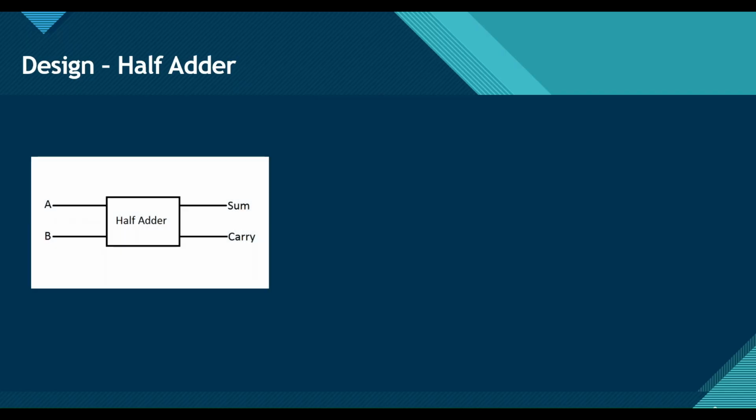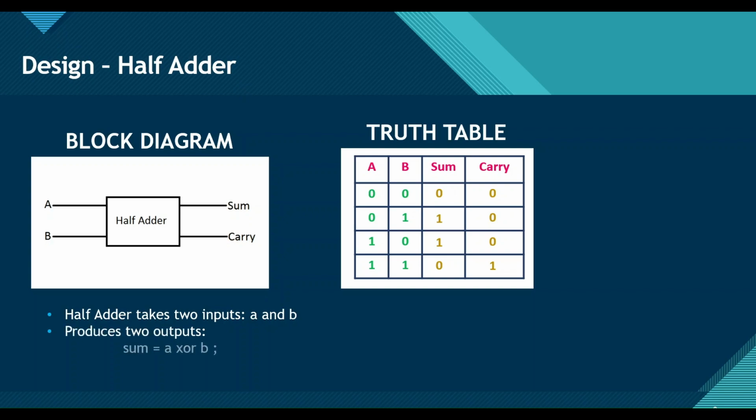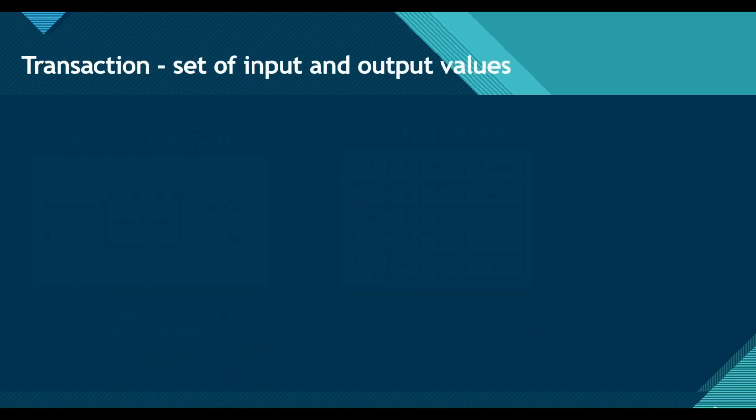In this slide, I will explain our design of the adder. This is the block diagram of the half adder. It takes two input values A and B and produces two output values, sum and carry. This is the truth table of our half adder. We solve this truth table and get sum equal to A XOR B and carry equal to A AND B. This half adder takes two inputs A and B and produces two outputs sum and carry. Sum is equal to A XOR B and carry is equal to A AND B.